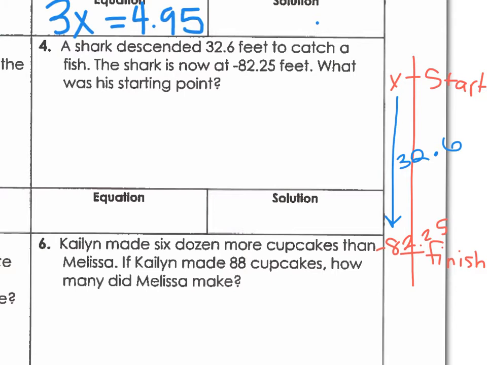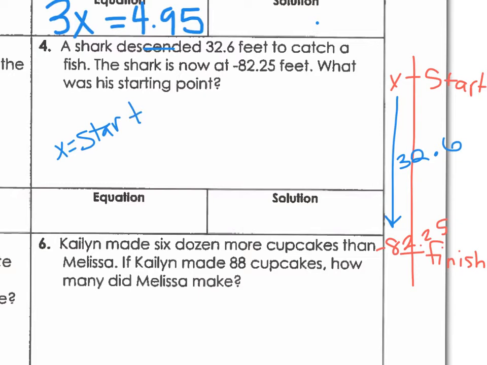All right, for number 4, I went ahead and drew a diagram off to the side, because with the elevation questions, a lot of times I get confused on did I start negative or end negative and all that jazz. So I drew a visual. A shark descended 32 6/10. So that's that blue line going down, because descended is going down. That's a subtraction. To catch a fish. The shark is now, that's the finish, at negative 82 25/100. So what was his starting position? We've got to figure out what x is. So x is your start.